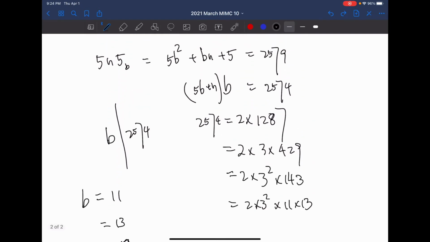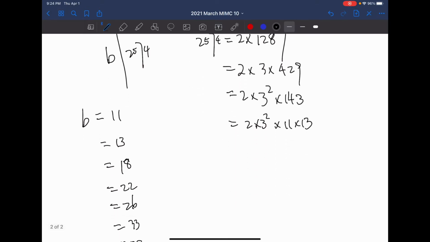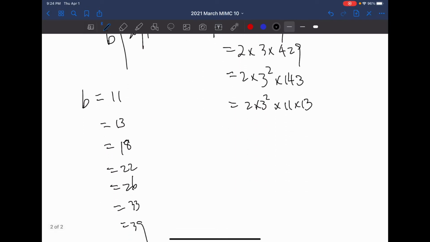Our goal here is to make 5b plus n an integer, right? So if b is 11, then 5b plus n, let's write it in another color, would be equal to 2 times 3 squared times 13.